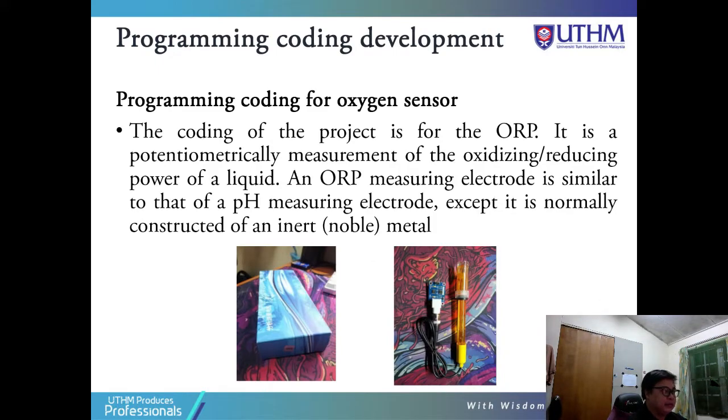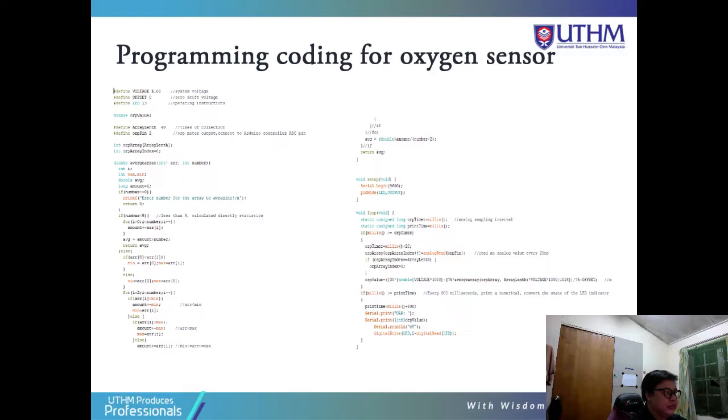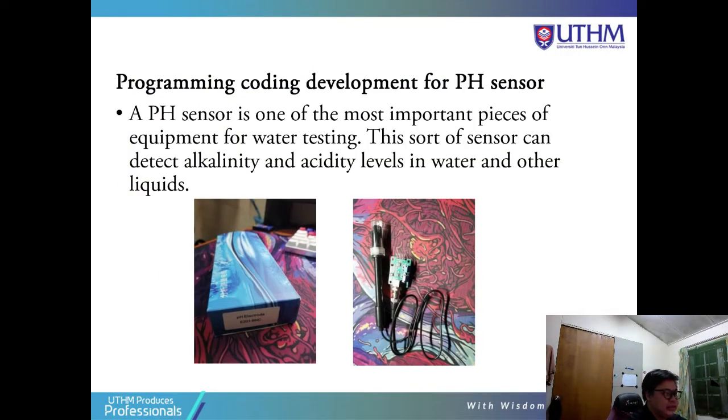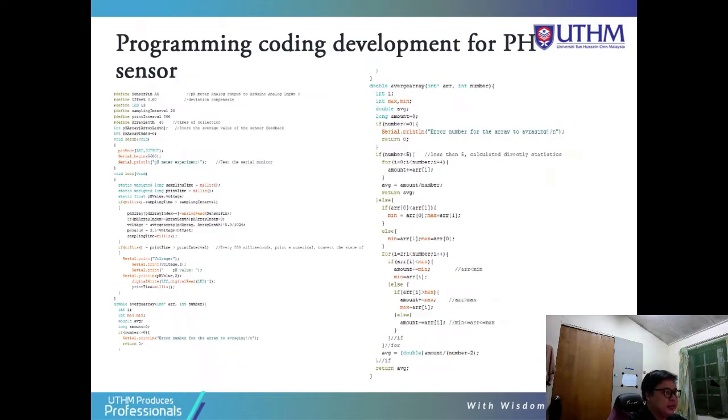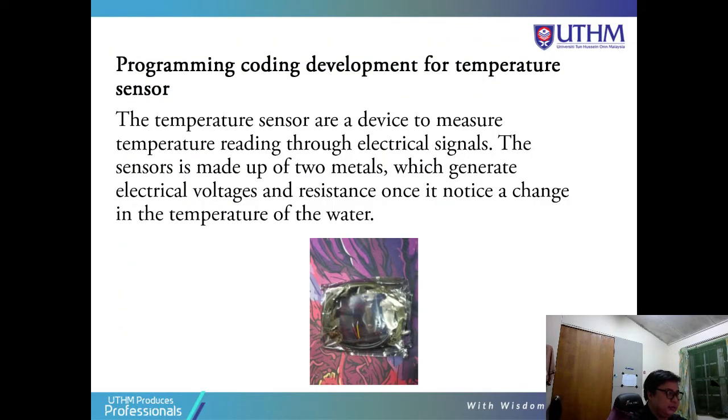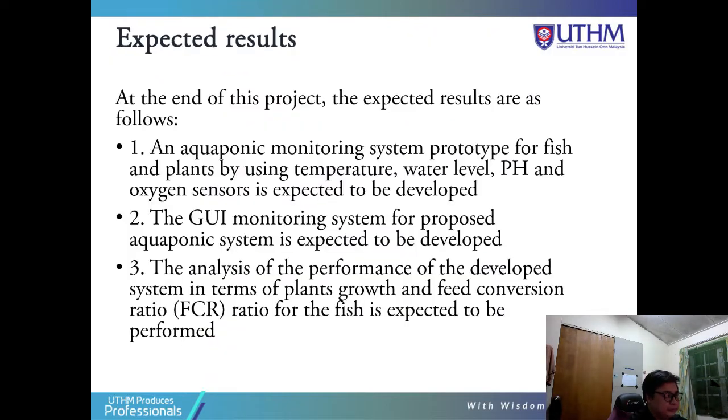Programming and code development. So this is the item that I have purchased, which is the ORP, also known as the oxygen sensor. This is the program coding for the oxygen sensor, which I've done. This is the pH sensor. That's the box that I bought from, if I'm not mistaken, AliExpress. This is the coding for the development of the pH sensor. This is the temperature sensor, which is a DS18B20, and this is the coding.